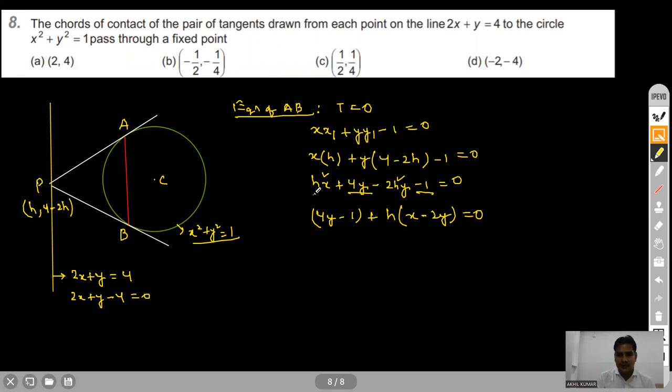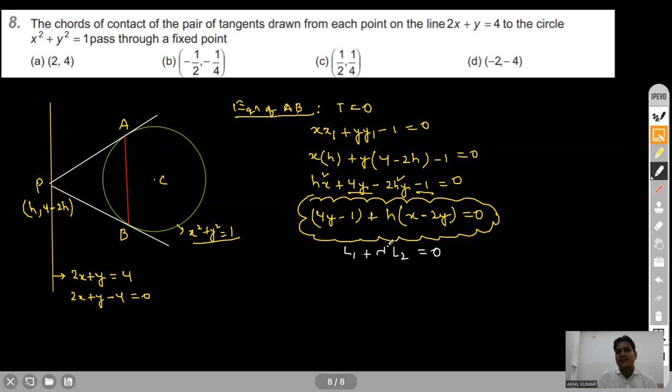Actually, if you observe, this is nothing but a family of lines. This is of the form L1 plus lambda times L2, right? This is the equation of a line, L1 plus lambda L2. So all the lines passing through the intersection of L1 equal to 0 and L2 equal to 0. What is this basically? This is a family of lines which passes through the intersection of L1 equal to 0 and L2 equal to 0. Hope it is clear now. This represents a family of lines which passes through the intersection of L1 equal to 0 and L2 equal to 0.